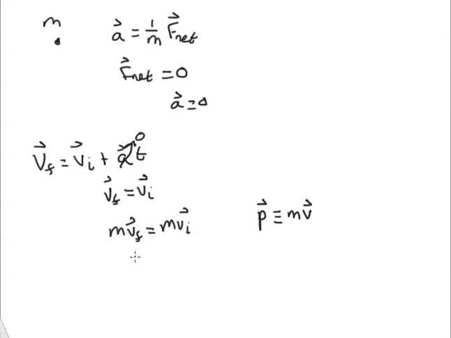So if we look at this equation over here, we see that the final momentum is equal to the initial momentum, or we can rewrite this as the final momentum minus the initial momentum equal to 0. And final minus initial is always the change in. So this is the change in momentum. Sorry, there should not be an F there. The change in momentum is equal to 0. And this is known as conservation of momentum. So we see if the net force is 0 in any direction, then the momentum of the object is conserved.